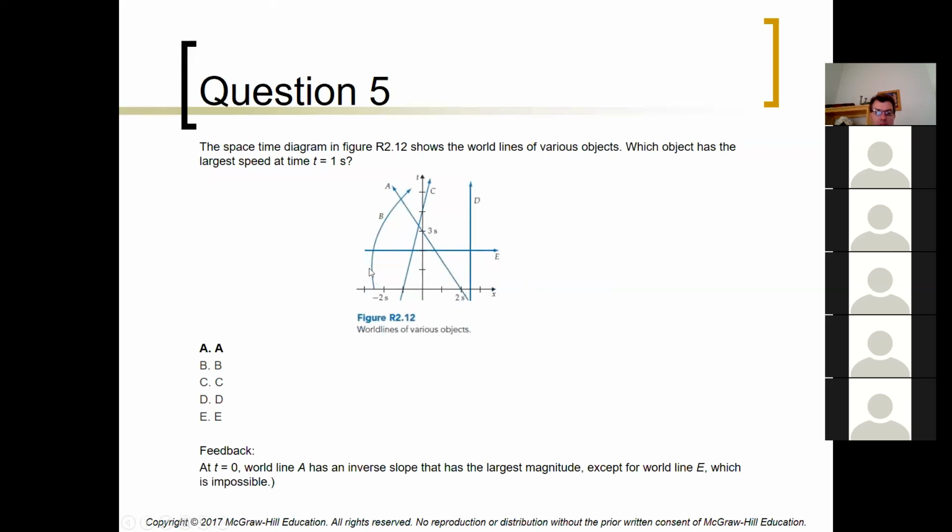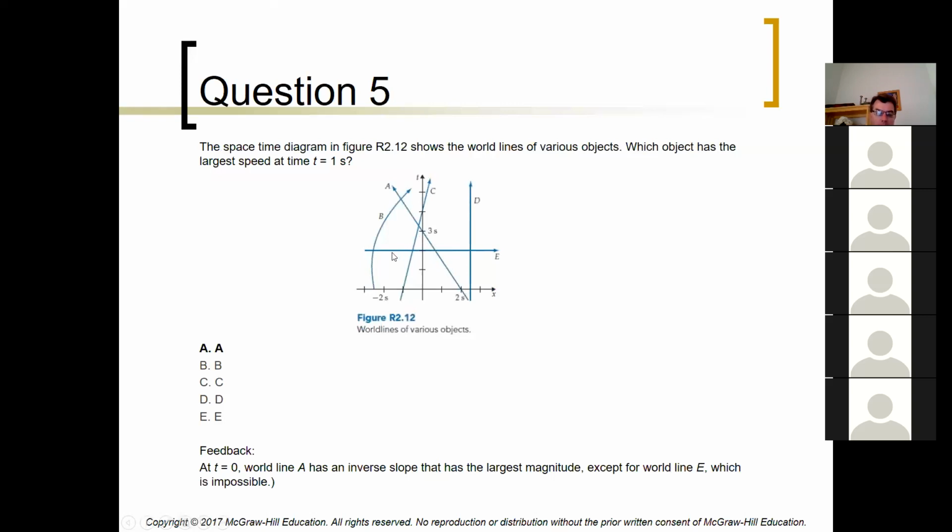If we leave aside E, well, this one's almost vertical, so that's got to be very close to 0. This one is most definitely non-vertical, and this one is most definitely non-vertical. But this one has a smaller slope. It's a little bit closer to the horizontal, so it's going faster.